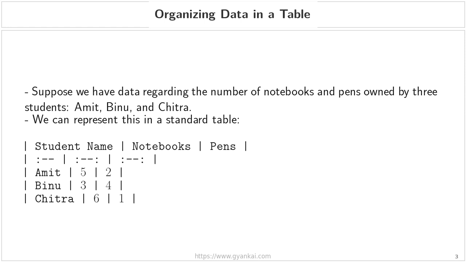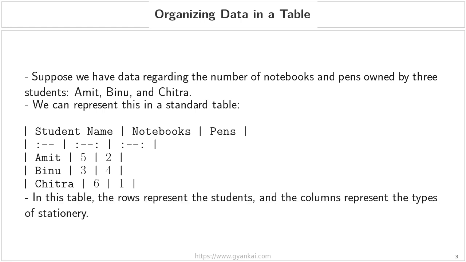Looking at the data, we can see that Amit has 5 notebooks and 2 pens, Binu has 3 notebooks and 4 pens, and Chitra has 6 notebooks and 1 pen. Please take a moment to observe the structure of this table. In this layout, the rows, the horizontal lines, represent the individual students, while the columns, the vertical sections, represent the specific types of stationery they own. Understanding this arrangement is crucial, as we will soon see how this structure translates into a mathematical matrix.